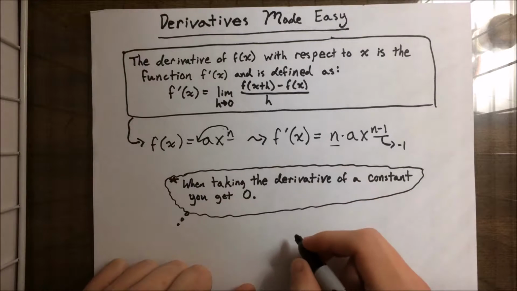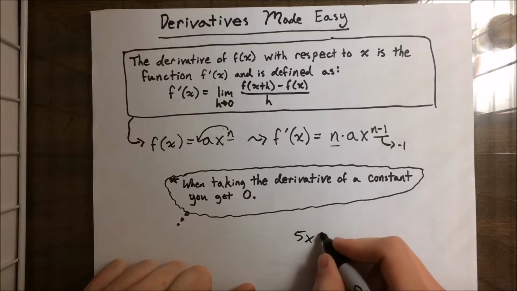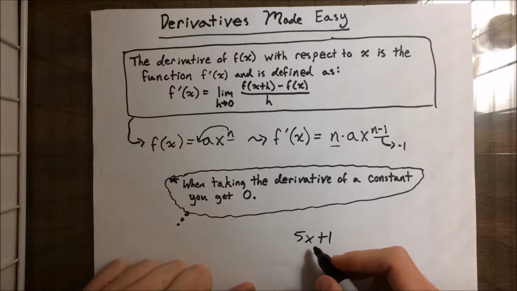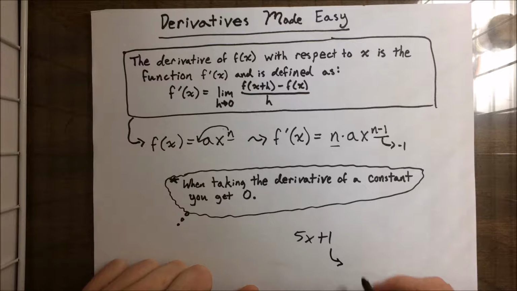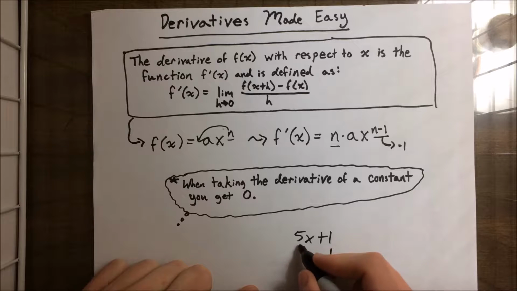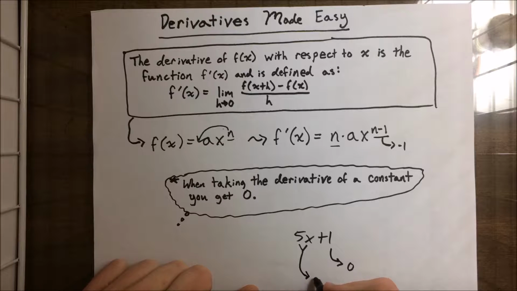Something to take note of: if you take the derivative of a constant, let's say it was 5x plus 1, that constant, the 1, would go to 0. Now the 5, since it's attached to the x, would not go to 0.